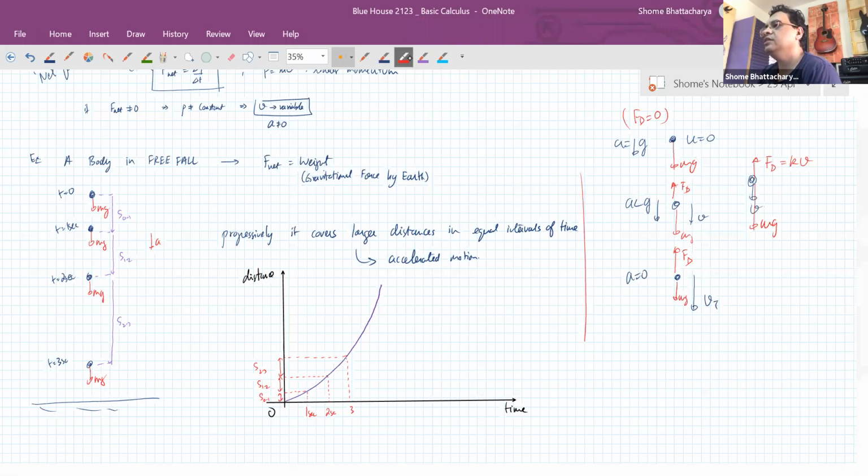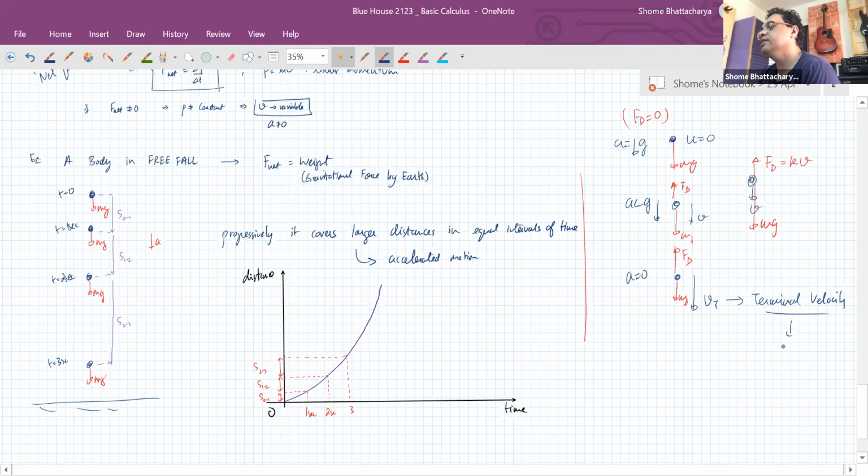So when it reaches the terminal velocity, at that moment, what is happening? The acceleration has become 0. So the velocity equal to the terminal velocity now becomes uniform. And for that to happen, the net force on it must be 0. So the drag force has to exactly balance the weight.